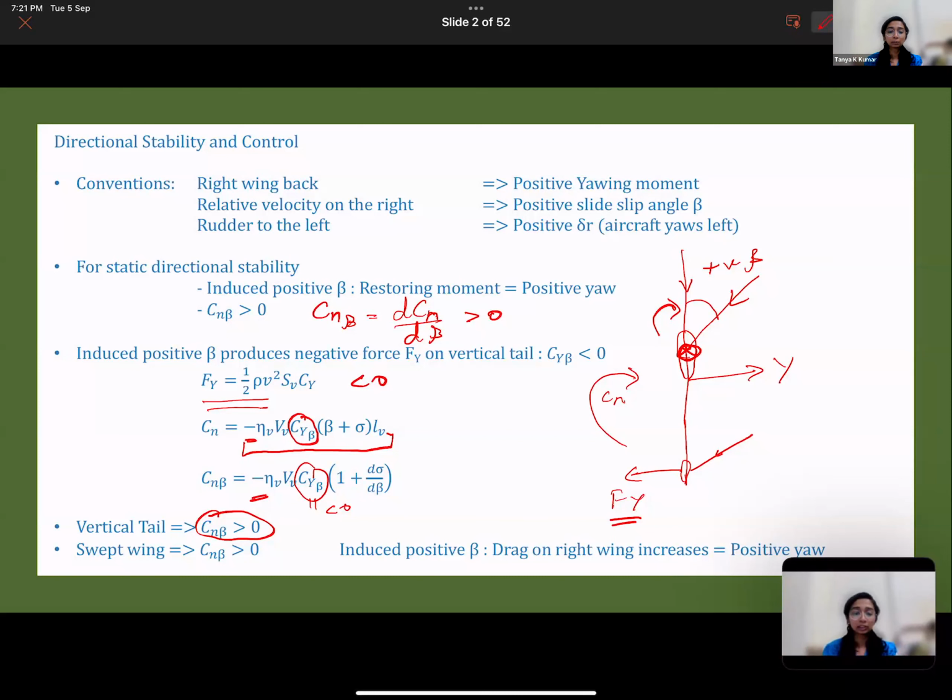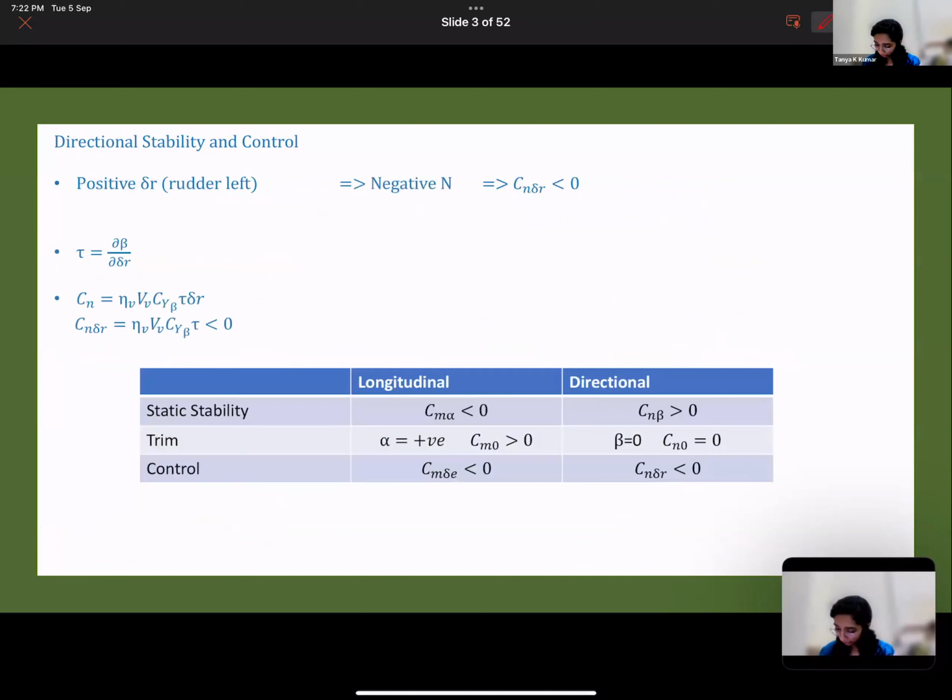Another thing that produces positive Cn beta is the swept wing. Why does it do that? When there is a positive beta, the drag on the right wing increases. Lift also increases, but simultaneously drag also increases. Because the drag on the right wing increases, it creates a positive yaw. So the vertical tail and swept wing both contribute towards directional static stability. All right, let's go to the next slide.